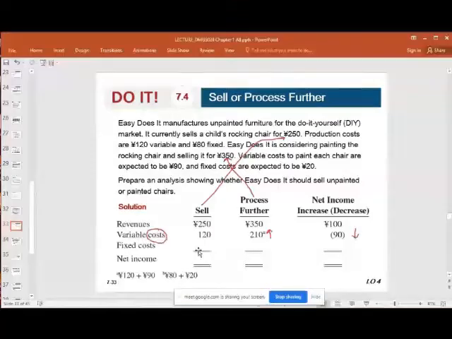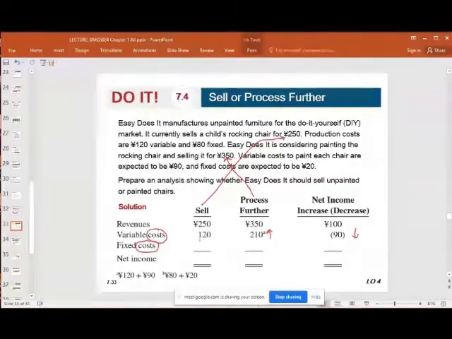And then last one will be the fixed cost. So fixed cost is 80. If you sell unfinished, it's 80. But when you want to paint it, you need to add another 20. So total here will be 100, because from 80 unfinished, you process further will increase another 20. So it will be 100. Same thing, since it is cost, so cost increase, net income decrease.